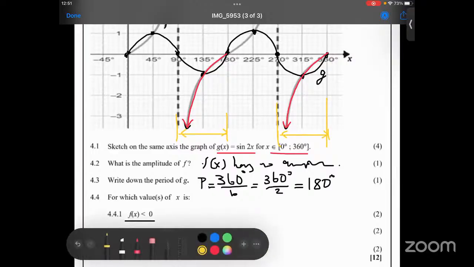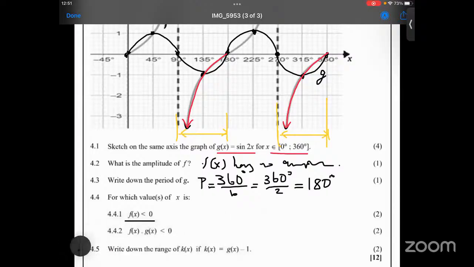Okay, there is another question, 4.2.2. Again, for which values of x is f of x multiplied by g of x less than 0? That means we need to look for the section where the y values of f, when multiplied with the y values of g, give a value which is negative.